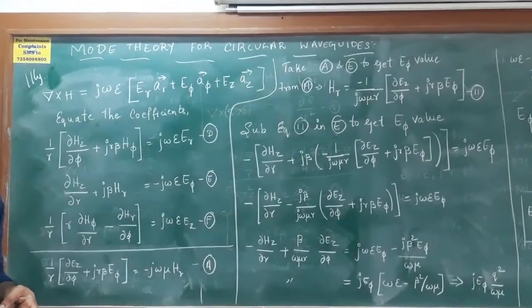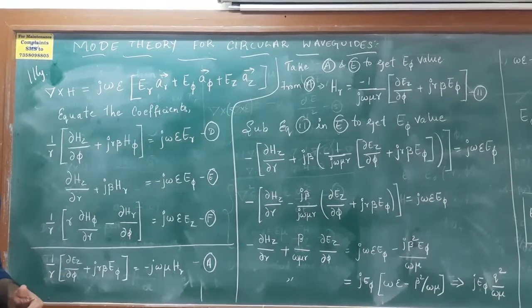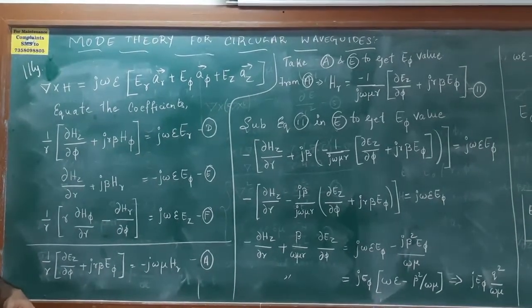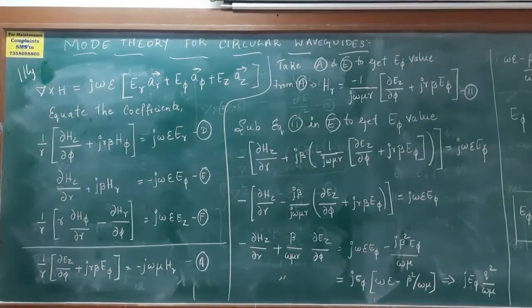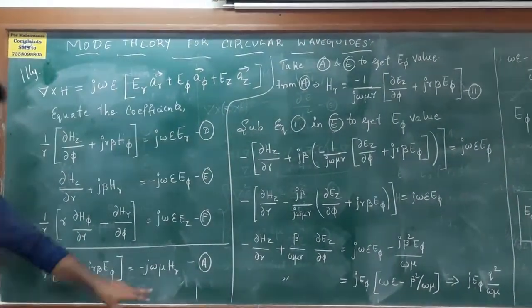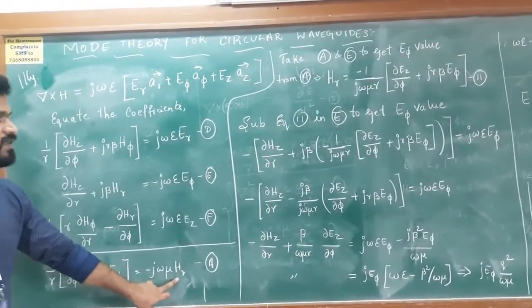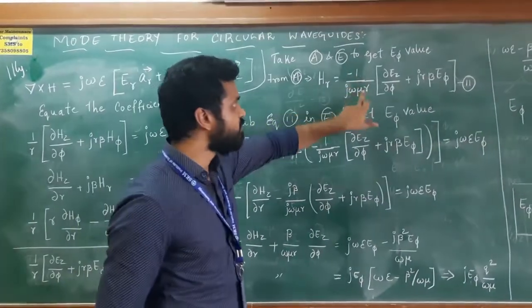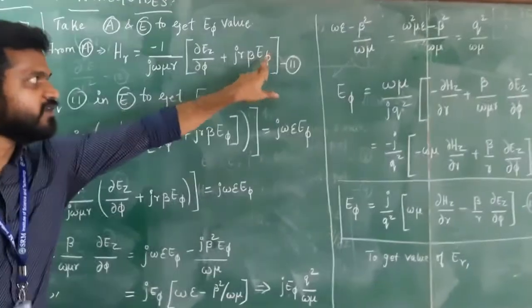Since z is the varying direction, where r and φ are the constants, we are going to find the Er and Eφ components, and likewise the Hr and Hφ components. To find Er and Eφ and Hr and Hφ, from the A equation, which we have already found, Hr, we can find Hr, where Hr is equal to minus 1 by jωμr into ∂Ez/∂φ plus jrβEφ.